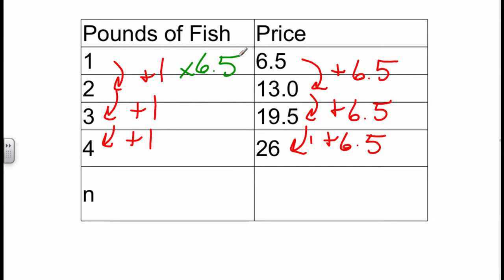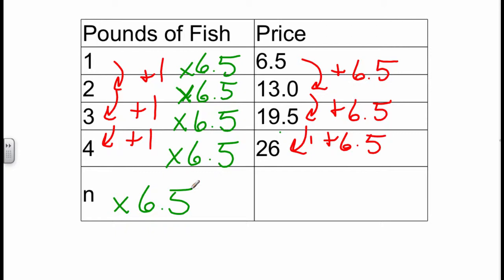We're just looking at all the different ways we can look at this. If I were to do that again, 2 times 6.5, what would I get? Oh, 13. That's right there. So if I multiply this column by 6.5, I can get that over there. Whatever the pounds of fish are, if I multiply that by 6.5, it will equal the price. This is an equation. It's n times 6.5 equals blank. So we'll call this P for price.